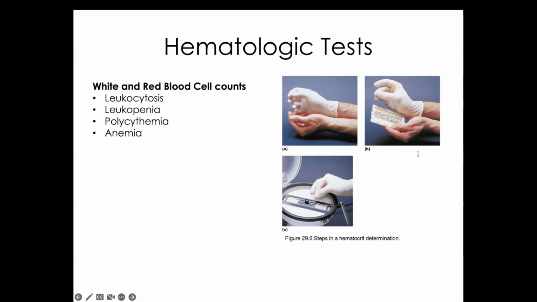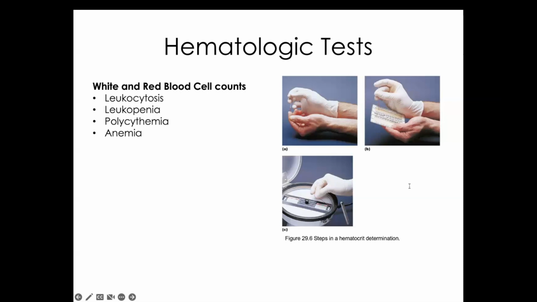Leukopenia is an abnormally low white blood cell count, which leaves them very vulnerable to infection. And this is typically caused by an acute viral infection, chemotherapy, HIV, or steroid use.